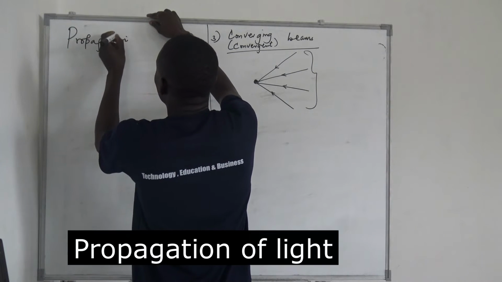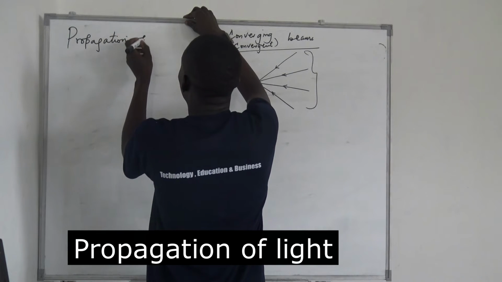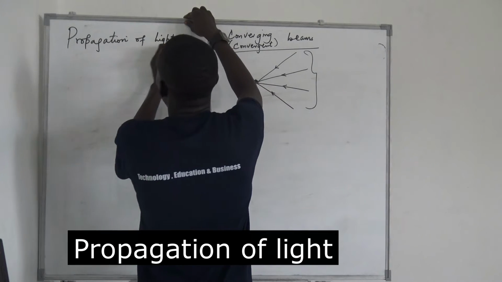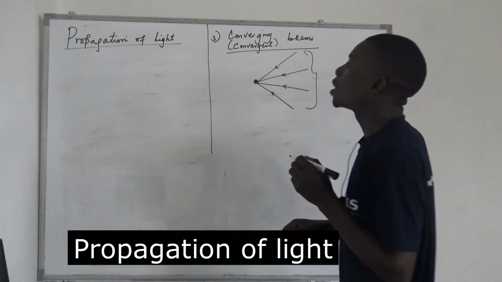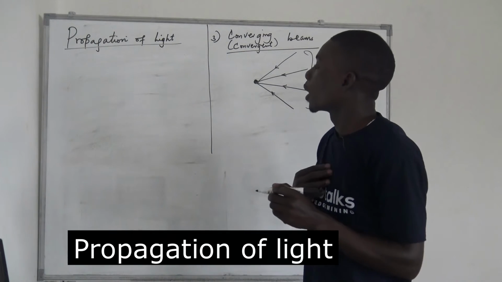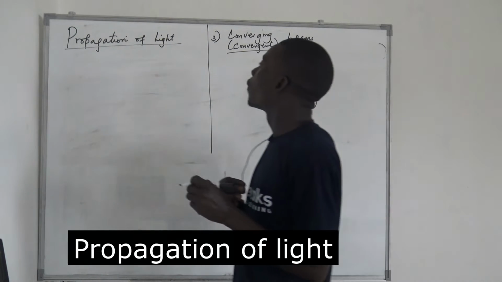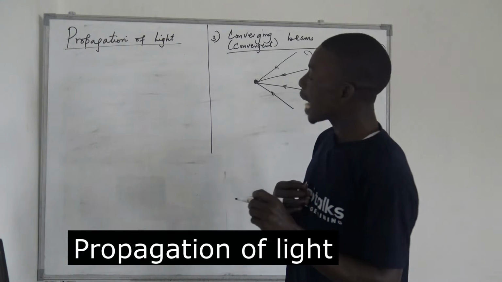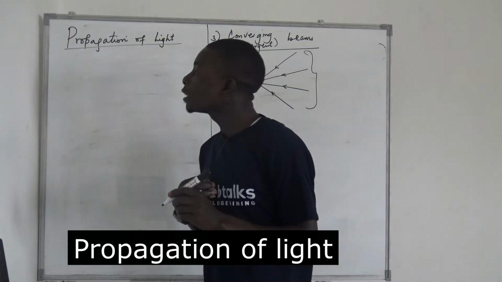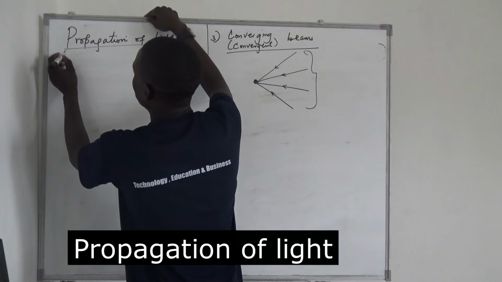Propagation of light. How does light travel? How does light propagate from one point to another? That's what we're looking at, propagation of light. That can be analyzed under what we call rectilinear propagation of light.